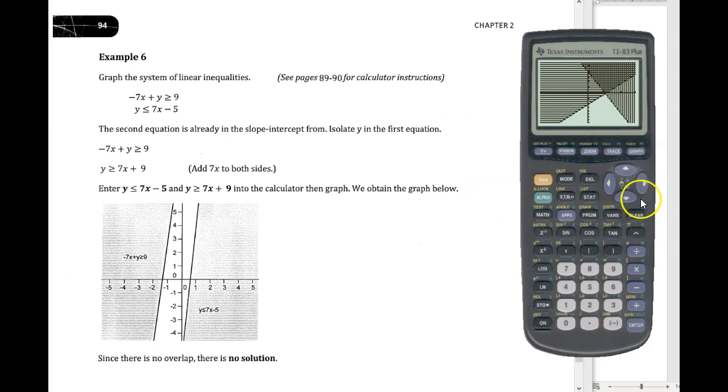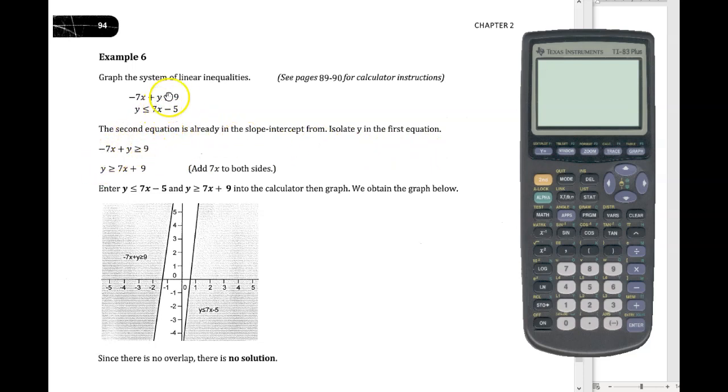Let's look at example 6. Graph the system of linear inequalities. So we have negative 7x plus y is greater than or equal to 9, and then y is less than or equal to 7x minus 5. The second equation is already in slope-intercept form, and that second one is ready to go. We need to take care of that first inequality. These aren't equations, they're inequalities.